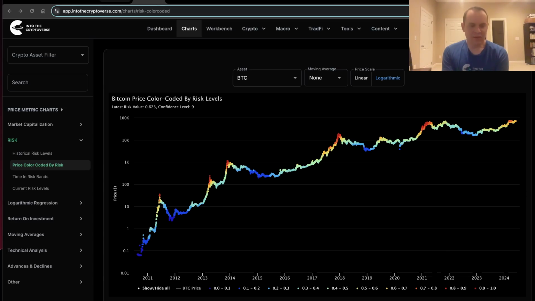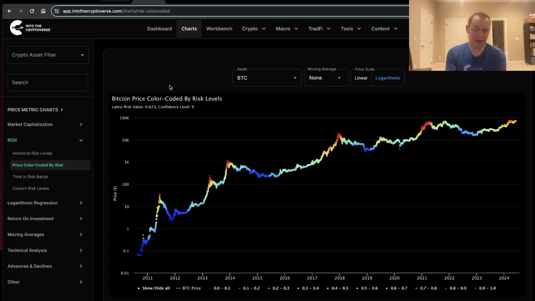So, for instance, right now, the Bitcoin risk, according to this model, is 0.623. Now, there are other models out there that might provide a slightly different risk level. I actually have another risk metric on this website that's based on other things as well, including on-chain data and social data, as well as some other price data. But this is the risk metric that I've been using since 2019.